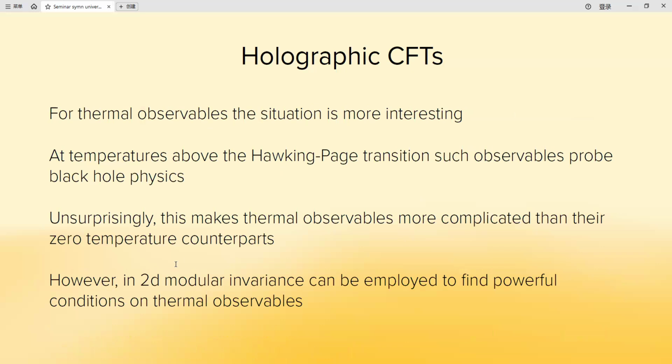But for thermal observables, the situation is a bit more interesting. And the reason is that once we raise the temperature to be above the Hawking-Page transition in the bulk, thermal observables are probing black hole physics. And unsurprisingly, this makes thermal observables more complicated than their zero temperature counterparts. And it makes the question very hard to grasp. However, if we consider CFTs in 2D, we can use modular invariance to find powerful conditions on these thermal observables.